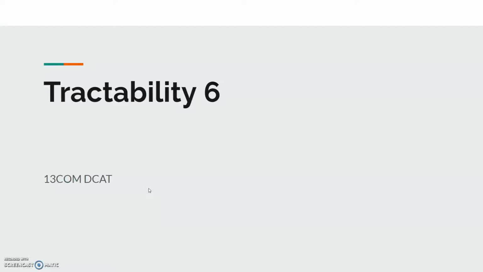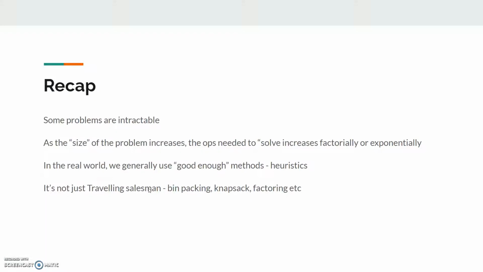So this is the last video on tractability. We've been looking at how intractable problems grow out of control, and you can go back to the previous videos and look at that. And in the last video we looked at not just the travelling salesman, but a bunch of other problems that have a similar tractability issue: bin packing, knapsack, stock cutting, and factoring. Some obvious and relevant examples.